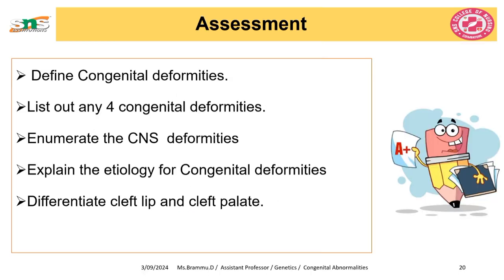By the end, you will be able to define what is congenital deformity, list out the four congenital deformities, enumerate the common congenital deformities which attack the central nervous system, and explain the possible etiology behind the congenital deformities, which, like I told you, is genetic and environmental factors playing a major role. And you will also be able to differentiate between cleft lip and cleft palate. In cleft palate, the hard palate or the soft palate or both are involved. In cleft lip, only the lip fissure is there.